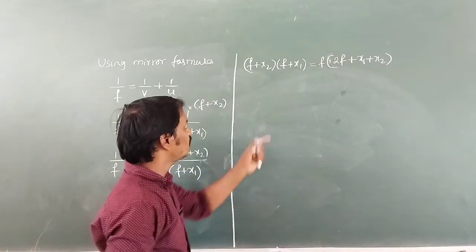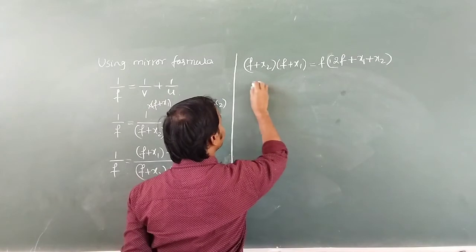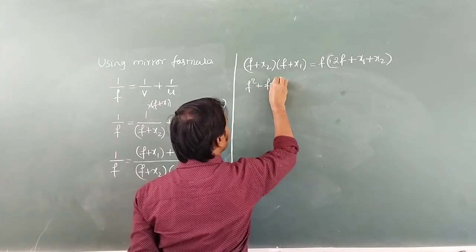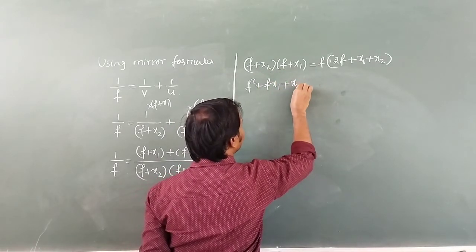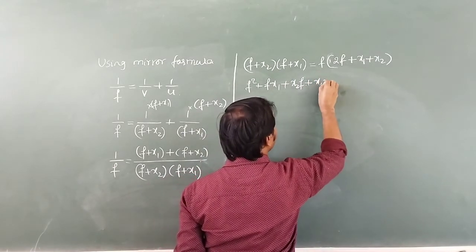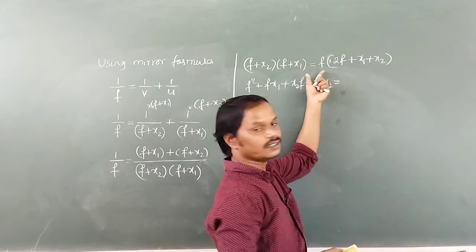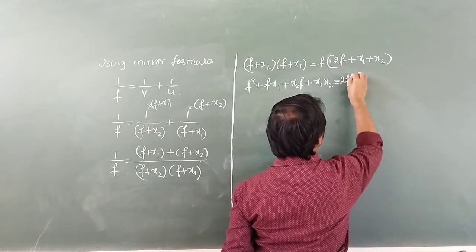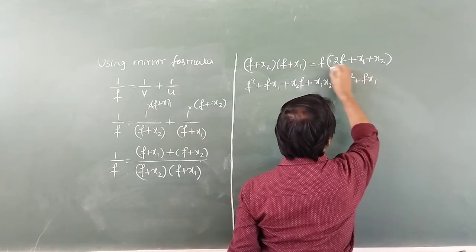Now multiplying this second bracket by first bracket, f into f, that is f square, then f into x1, that is f x1, next x2 into f, that is f x2, and plus x1 into x2, that is equal to, and multiplying this bracket by f, then f into 2f, that is 2f square, then f into x1, then f into x2.